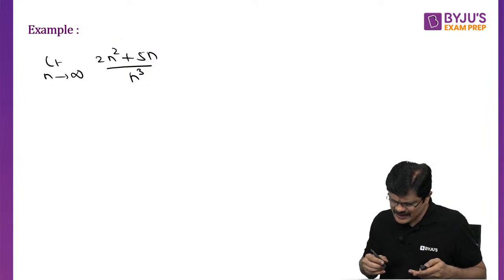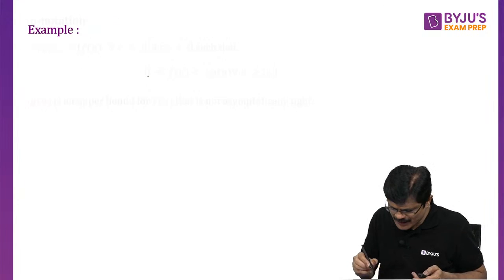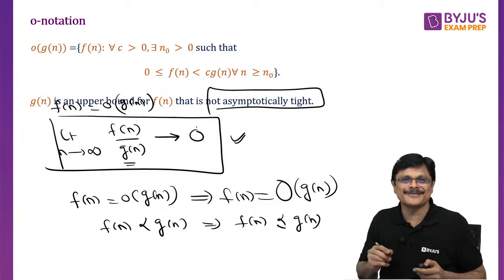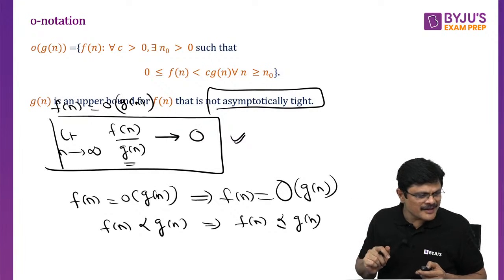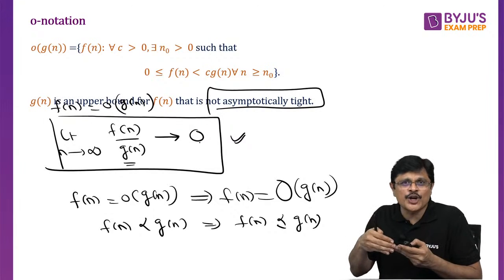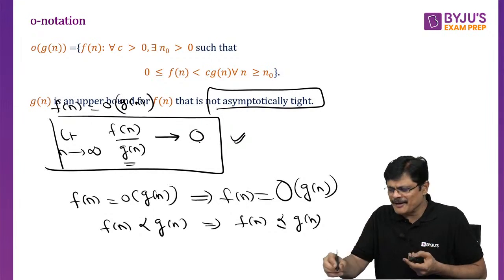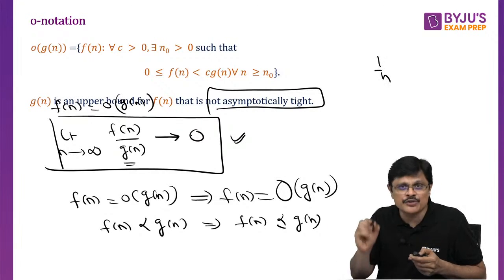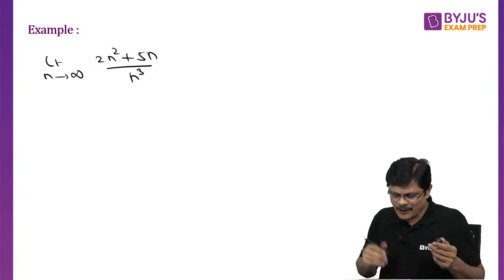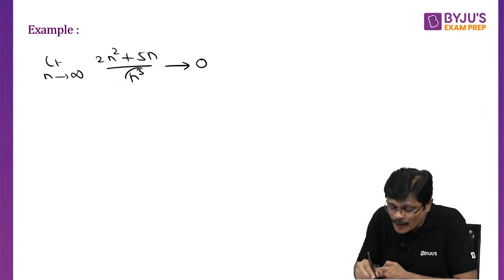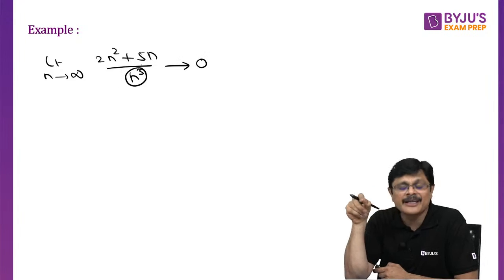sorry, I said infinity, I am very sorry. The reverse is not true. This is 0, because the denominator is dominating now. When you have 1 by n, as n approaches infinity, it gets to 0. So it should be 0. Sorry for that, I overlooked it. So here, as n approaches infinity, this tends to 0. When the denominator power is more, the limit tends to 0.